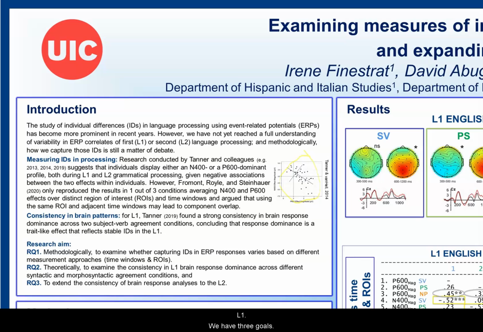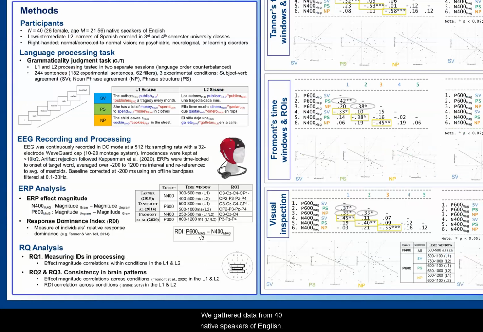We have three goals. First, to examine whether we can capture individual differences in ERP responses along the N400 P600 continuum using the measurement approaches suggested by Tanner and Frömand. Second, to expand the evidence of consistency in L1 brain response across different syntactic and morphosyntactic conditions, and also in the L2. We gathered data from 40 native speakers of English, intermediate level learners of Spanish.